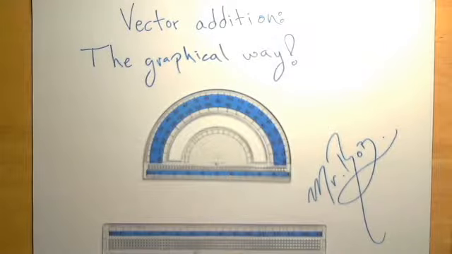Rob, and today I'm going to show you how to add vectors, but the graphical way. This differs from the analytical way in that we are not going to be using numbers or calculations to solve the addition of vectors. In this case, we're going to do a graph or a drawing to calculate the approximate vector addition, or resultant vector.